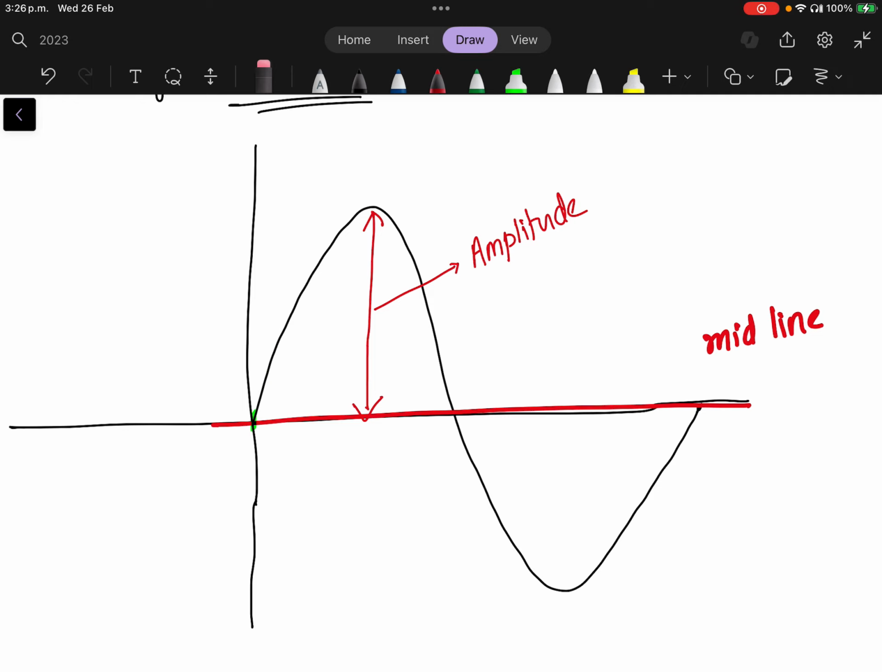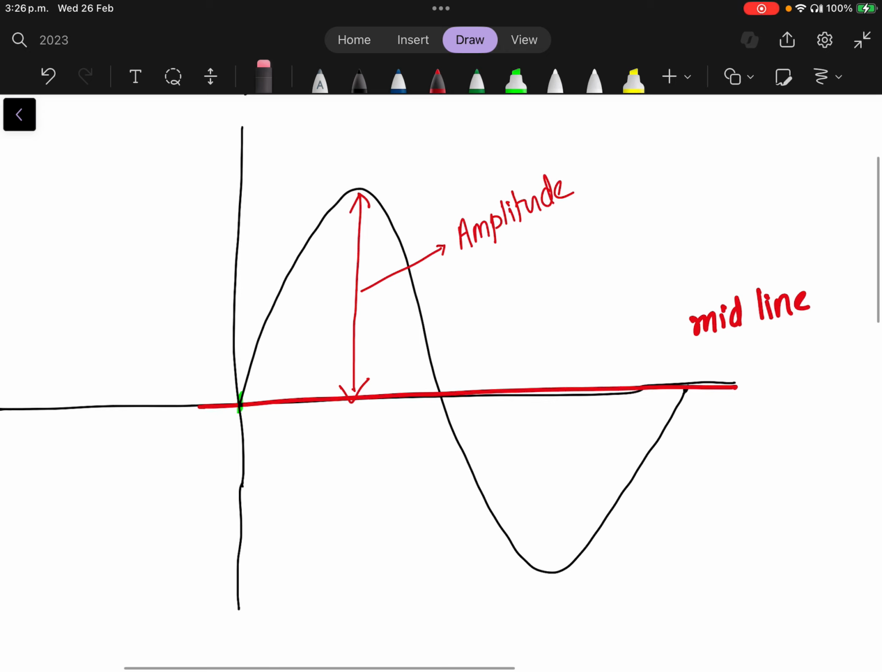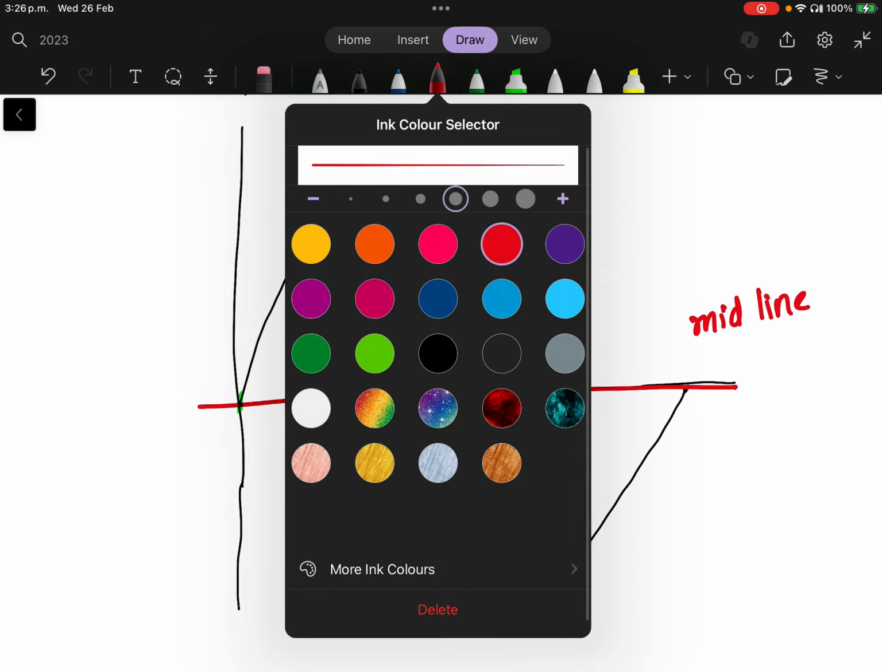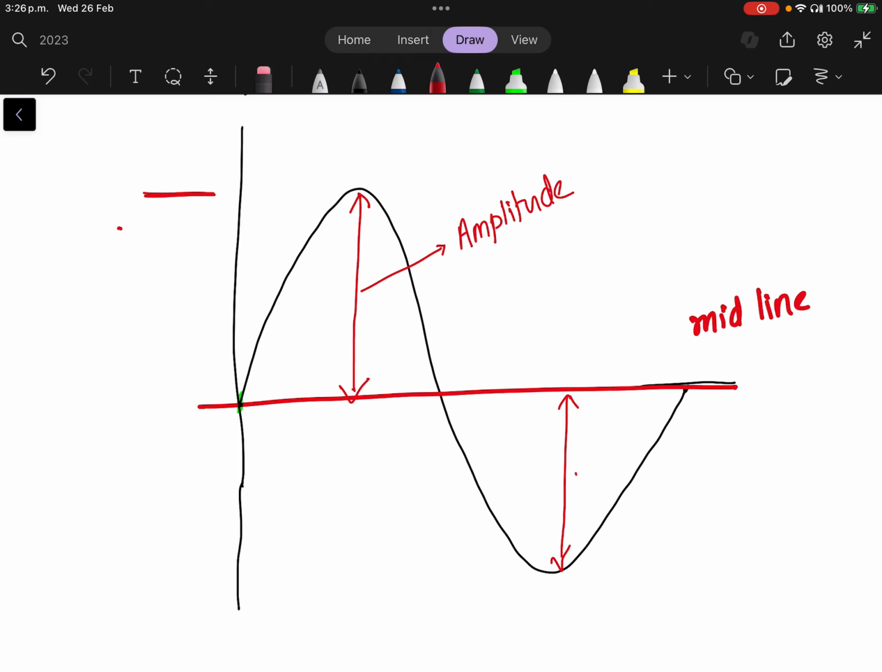The third point is, you have an amplitude here on the positive side of the midline, and you have an amplitude here on the negative side. This is also amplitude, but this is the negative side of that. Now this is the maximum value which you can get for the graph, and here, this is the minimum value which you can get for the graph. So minimum is this point, maximum is this point. So the maximum and the minimum.